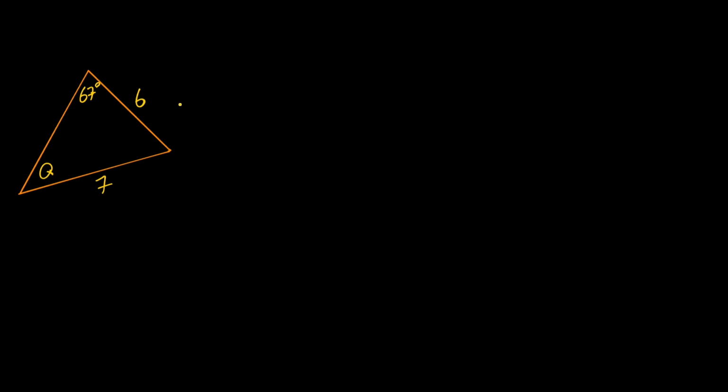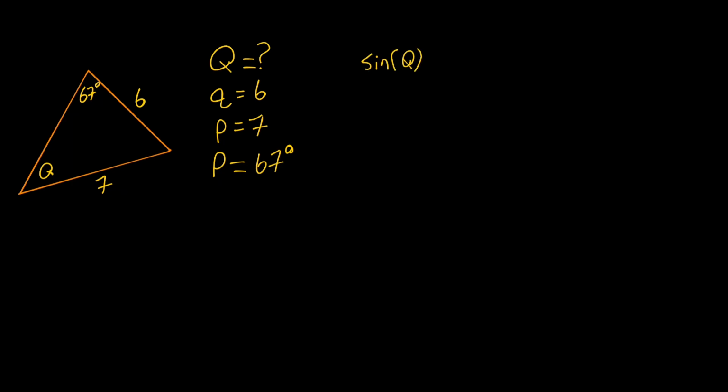Okay, so in this example right here, we're going to have that the angle Q is unknown. The side Q is going to be 6. We're going to have the side P as 7, and the angle P as being 67 degrees. So we'll start by having the sine of Q divided by Q as being the sine of P divided by P.